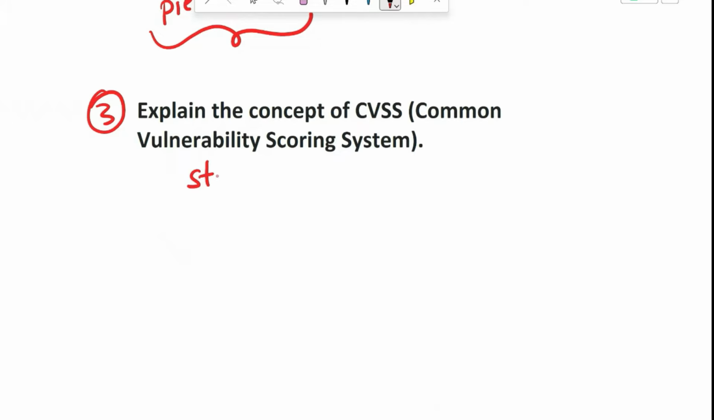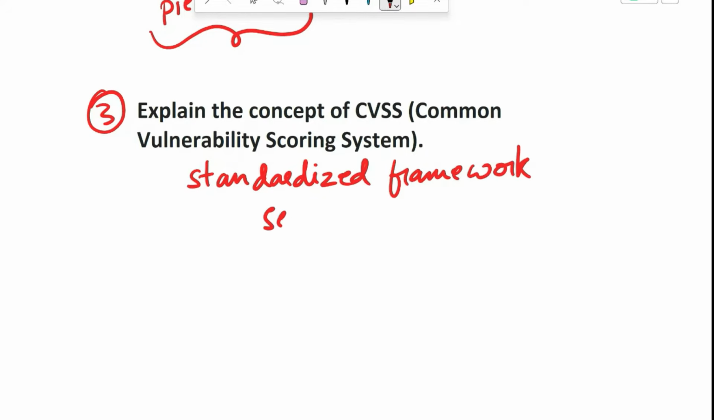CVSS is a standardized framework used to assess and communicate the severity and impact of security vulnerabilities. CVSS provides a way to objectively evaluate the characteristics of vulnerabilities and assign a numerical score that reflects their potential risk to systems and organizations. This scoring system helps security professionals, administrators, and developers prioritize their efforts when addressing vulnerabilities.